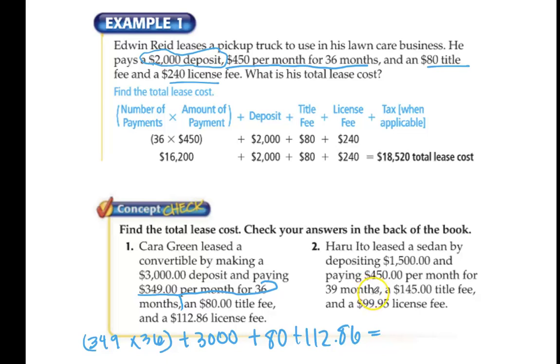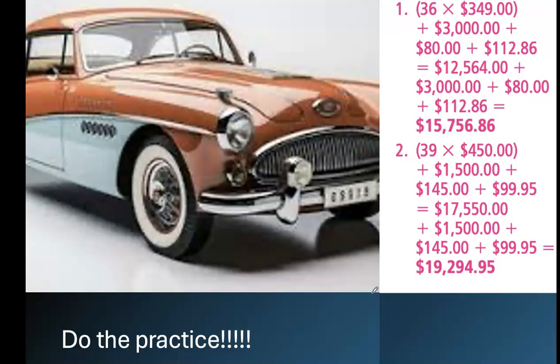Check your answers and move on to the practice. Here are the answers for number 1 and number 2. Check them over. Have a great day.